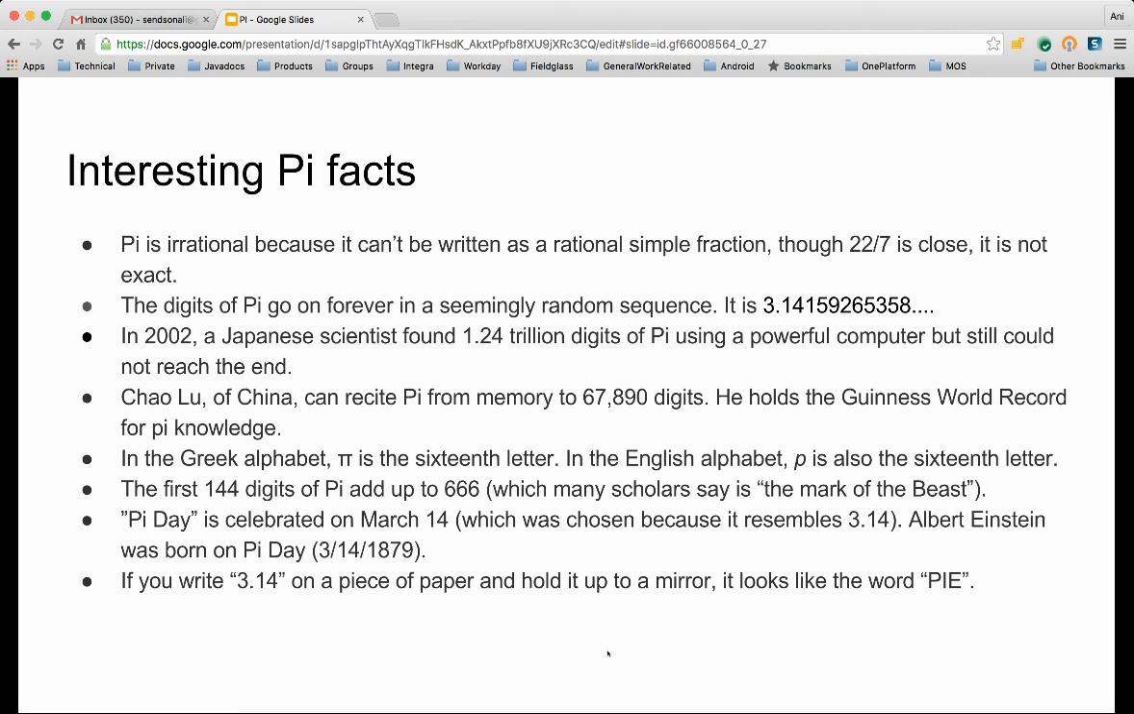The first 144 digits of pi add up to 666, which many scholars say is the mark of the beast. Scary, eh? Pi Day is celebrated on March 14th, which was chosen because it resembles 3.14. Albert Einstein was born on a Pi Day. Isn't that a coincidence? One last thing. If you write 3.14 on a piece of paper and hold it up to a mirror, guess what? It looks like the word pi.